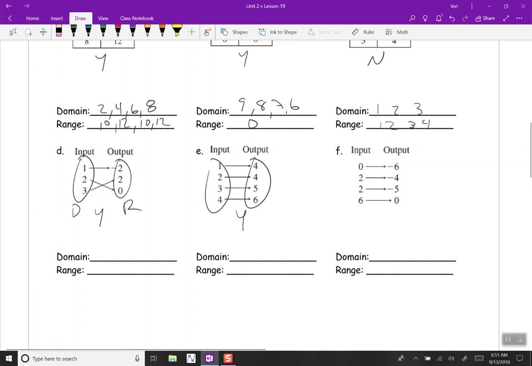No, this is not a function. Why is this not a function? Because for the input of 2, sometimes you get out a -4, and for that same input of 2, sometimes you get out a -5. So that's why that's not a function.